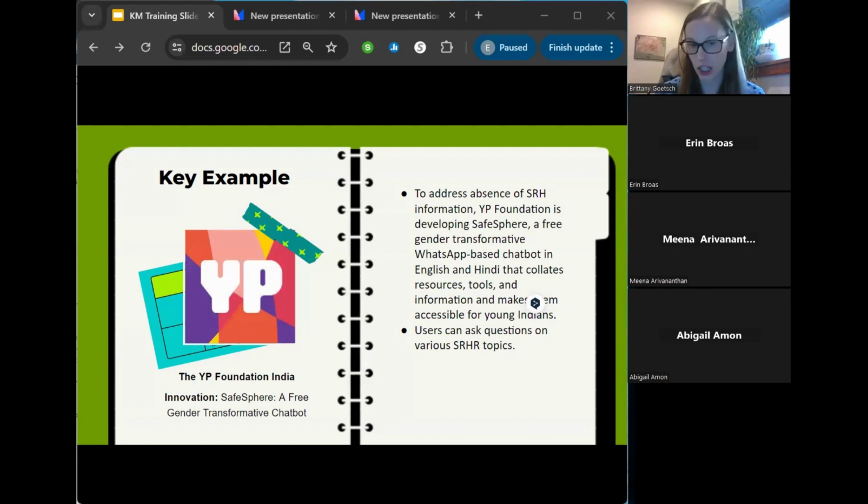The YP Foundation is a youth-led organization that facilitates young people's feminist and rights-based leadership on issues of health equity, gender justice, sexuality rights, and social justice.